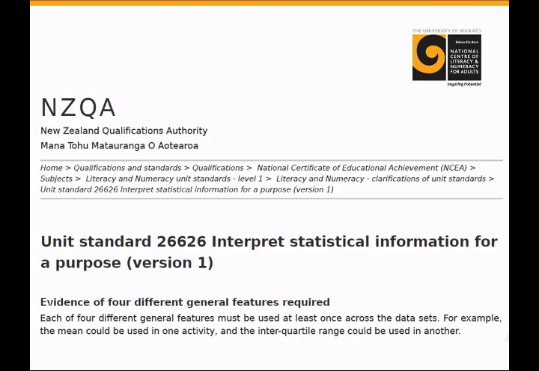I just thought I'd read you out one of the notes on the evidence criteria in the unit standard. Each of the 4 general features must be used at least once across the data sets. For example, the mean could be used in one activity and the interquartile range could be used in another. The reason I read that out is simply to show you that the mean and the interquartile range are 2 particular features that can be used with this unit standard, and to give you an idea of where the unit standard is sitting. We're going to be looking at the mean in this particular module, and in the next module we'll be looking at the interquartile range.